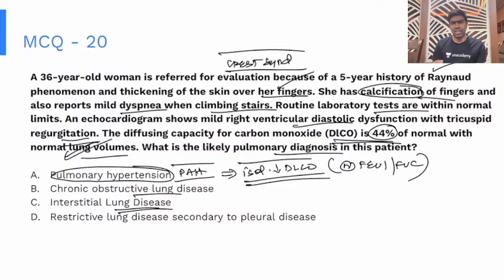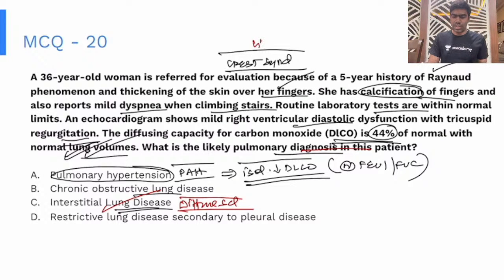In interstitial lung disease, your lung volumes cannot be normal, they must be altered. You're going to have a low FEV1, a normal FEV1/FVC ratio, and your total lung capacity will be low. So you cannot have normal lung volumes. ILD is not the answer. Probably if they had given a diffuse form of scleroderma, then I would have thought about ILD, but still I need to correlate with other findings properly.